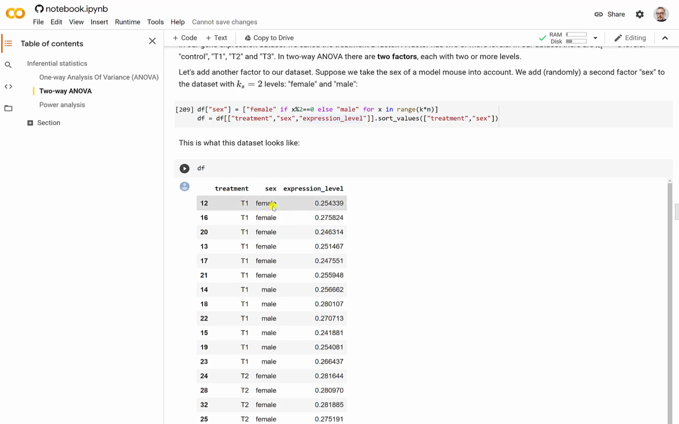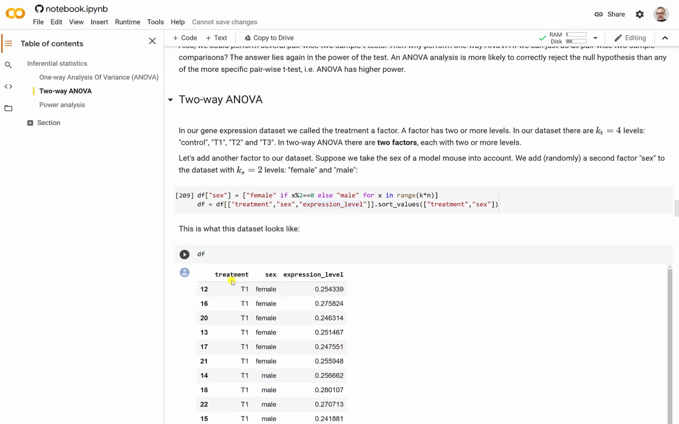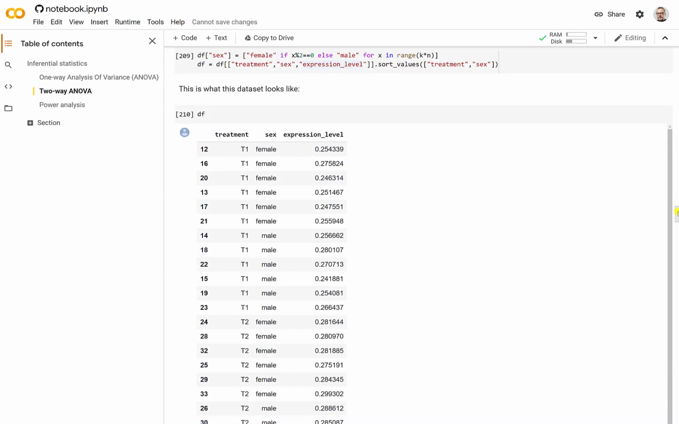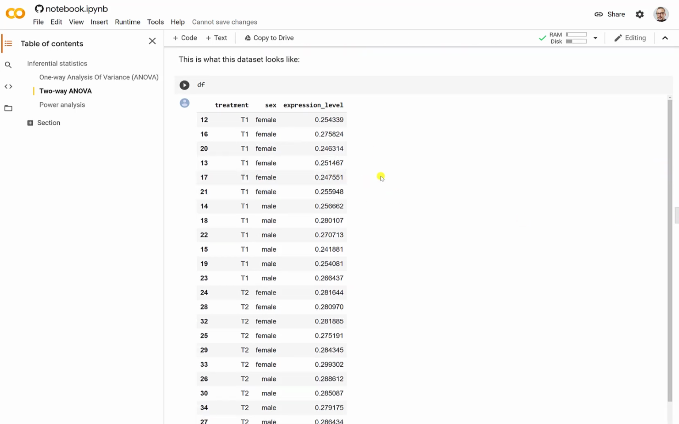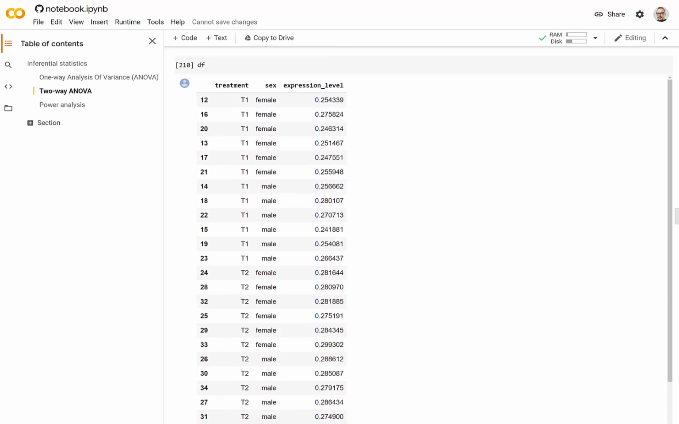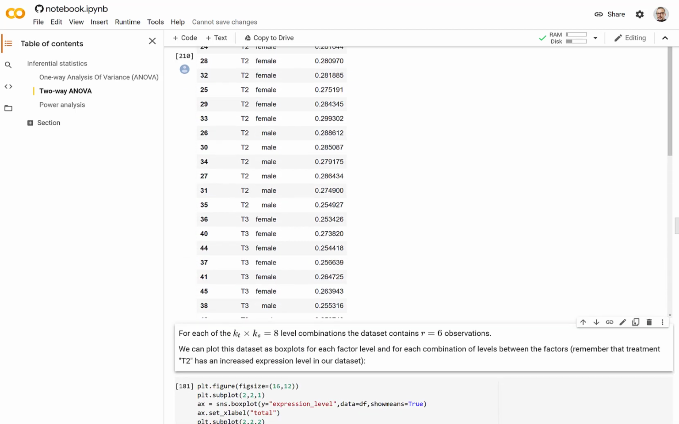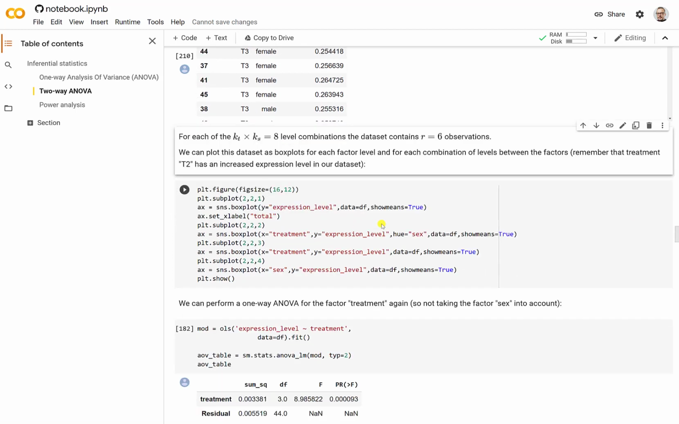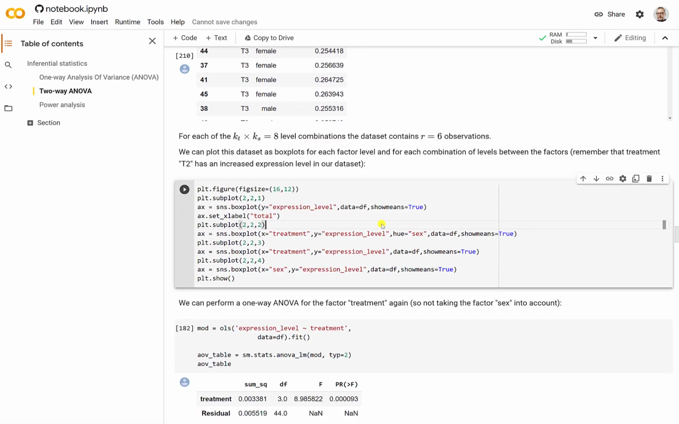So we have the observations, we have the treatment factor, and now we have this factor sex, and we have of course our expression level of the gene. Okay, and so you can see that we now have nicely 6 males and 6 females in each of our treatment levels. Okay, so now we can plot this data set. That's what I'm doing here.